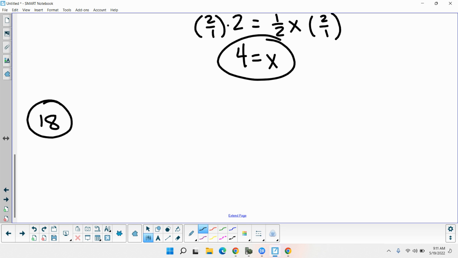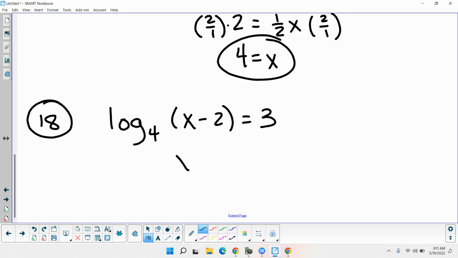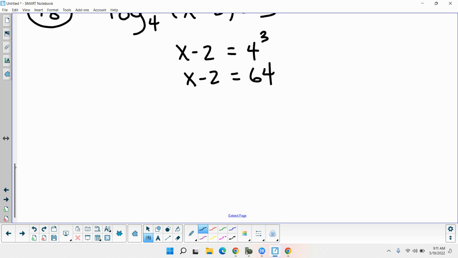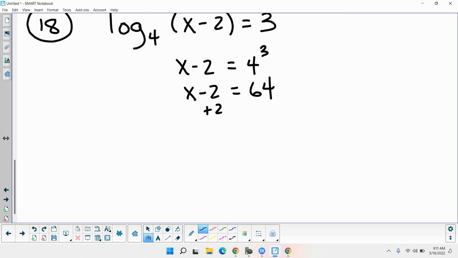Here's another one that we're solving. It's already a single log, so it's very similar to 15. We didn't have to do the turn it into a single log step. So x minus 2 equals what? Since the base is 4 this time instead of 10, 4 to the third, yeah. Right, that's the base. All right. So 4 to the third is 64. And then add the 2, and your answer is 66.